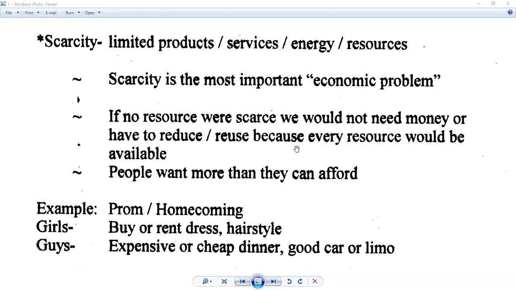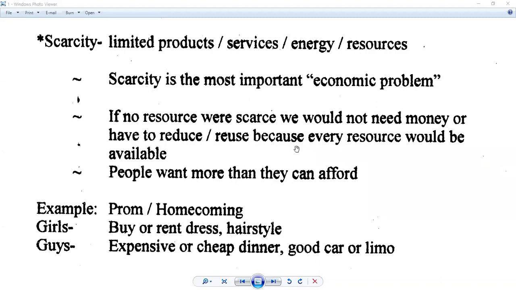And this gets us into our first concept, which is scarcity. Scarcity is the most important economic problem because even the richest people in the world, as I said, have a limit to how much money they have. They couldn't buy everything in the world because there would be a limit to their spending.